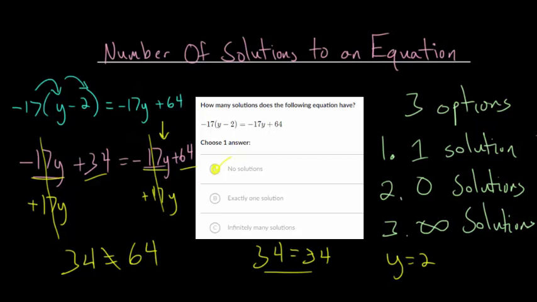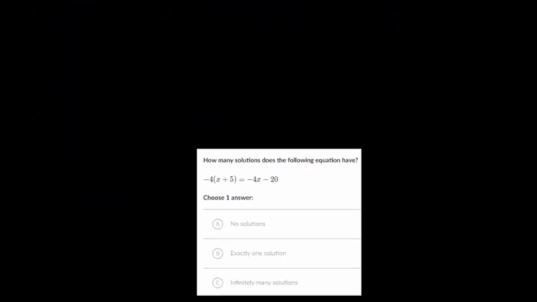So let's move to the next one. And we'll use pretty much the same approach. We first want to simplify if we can, and then determine in which of these three situations it is. So we have minus 4, parentheses, x plus 5 equals minus 4x minus 20. And since we have parentheses, our first step will be to distribute.